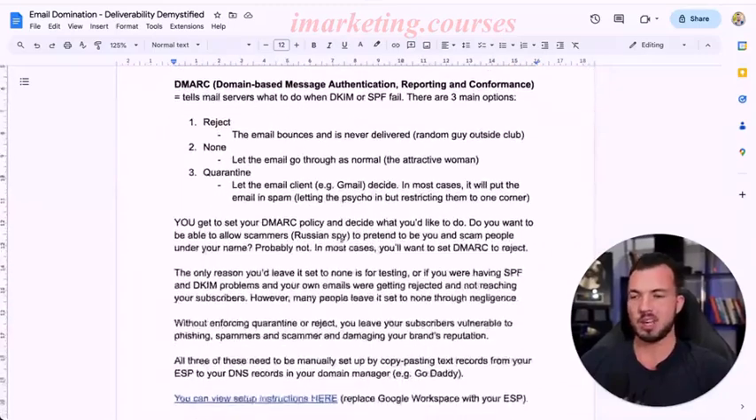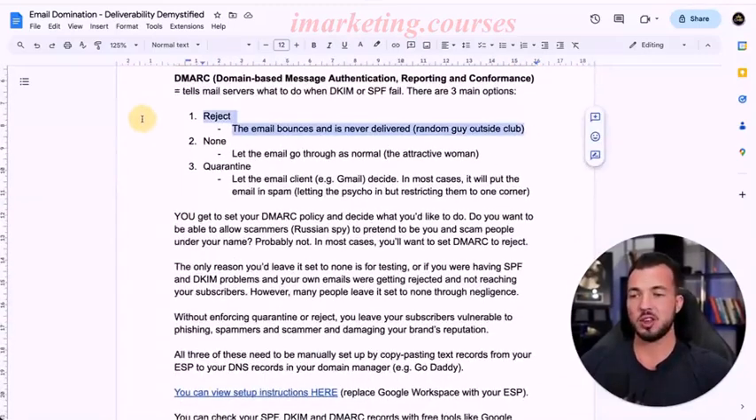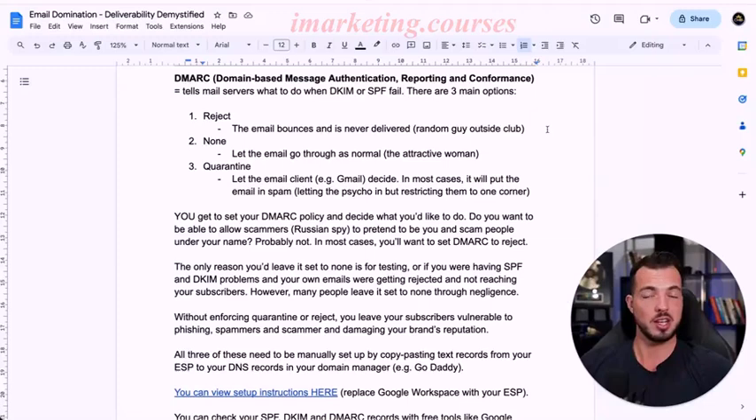Well, my policy is to not deliver the email into the person's inbox. Of course, I don't want random people emailing my subscribers and scamming them, pretending it's me. So my policy is set to reject. The email bounces, it's never even delivered. It doesn't even make it into the spam folder. It just disappears into the ether, okay? And it's bounced. That way, the innocent civilian does not have the chance to even see the impersonator email. It doesn't even appear anywhere in the inbox. That is what I recommend everyone set it to, okay?